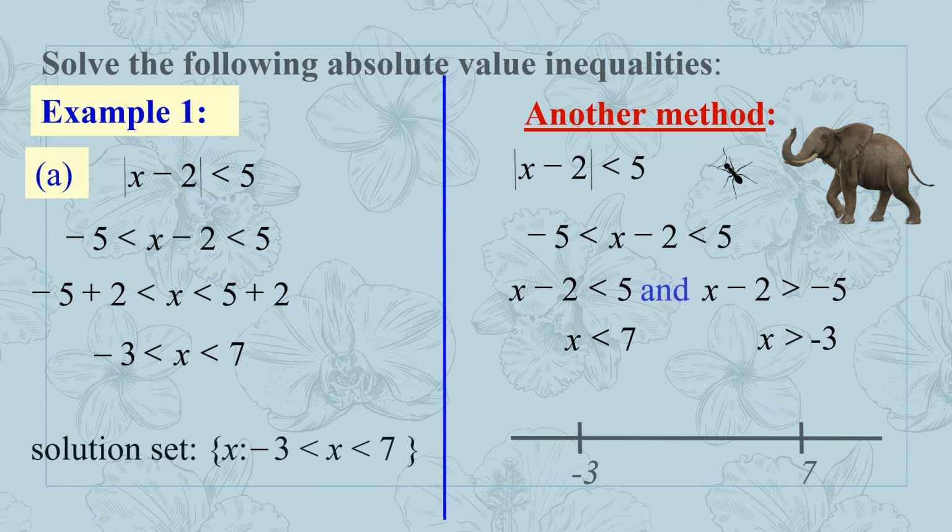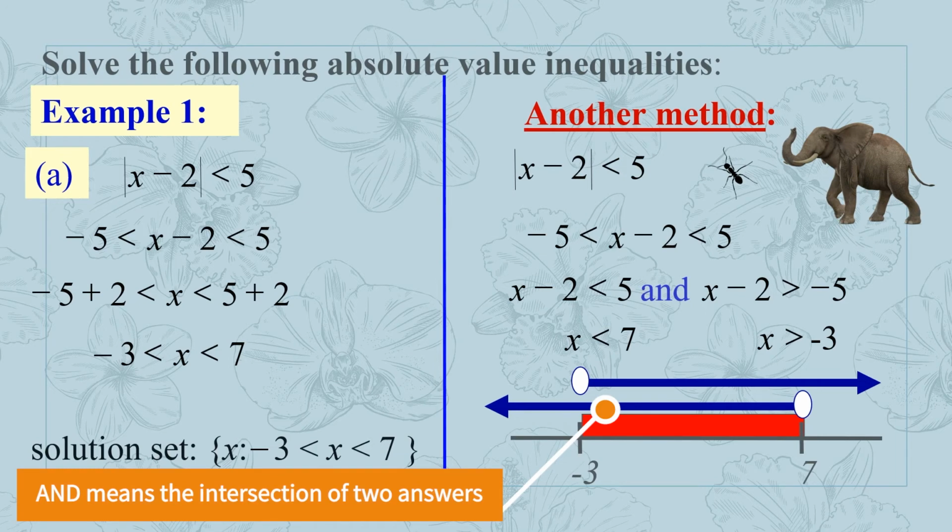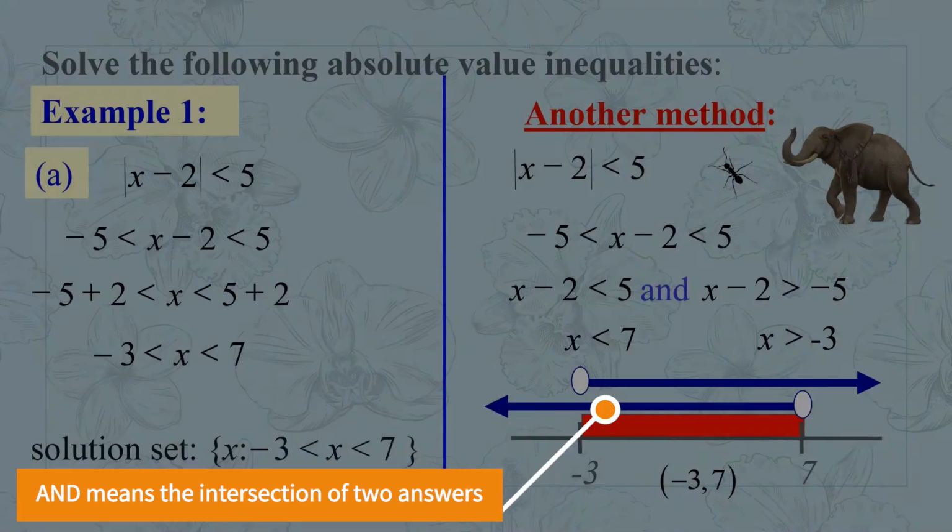Therefore, by using the number line, x less than 7, so we sketch the arrow here, x less than 7 pointed to the left, and x greater than negative 3, so pointed to the right. Bear in mind that it doesn't have an equal sign, therefore we have to use the empty circle. Since the definition for less than is "and", we are finding the intersection of two arrows. So x is in between negative 3 and 7.